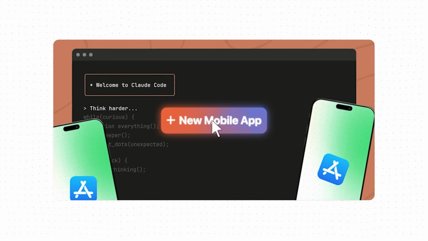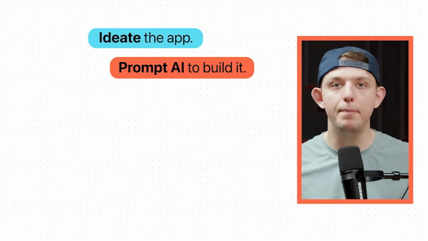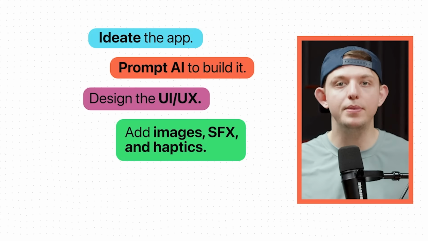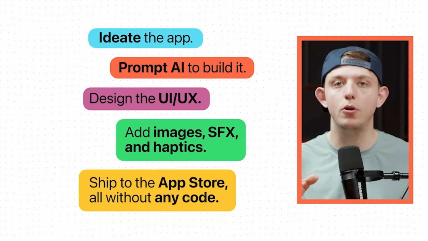If you clicked on this video, chances are you want to build a mobile app of your very own that has a professional design and one that can actually make you money on the App Store. And I'm going to show you exactly how to do this in this video using Claude Code directly from your phone. We're going to start with ideation, then we're going to move to prompting the AI to build our app, then we're going to talk about design, we're going to add images, sound effects, and haptics, and then we're going to send the app to the App Store, and we're not going to write a single line of code.